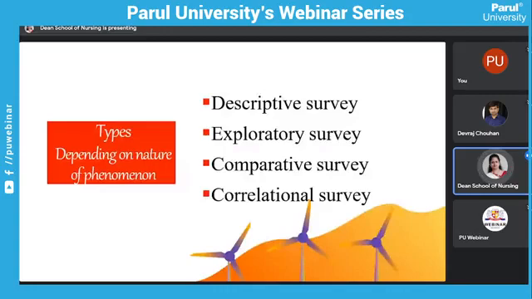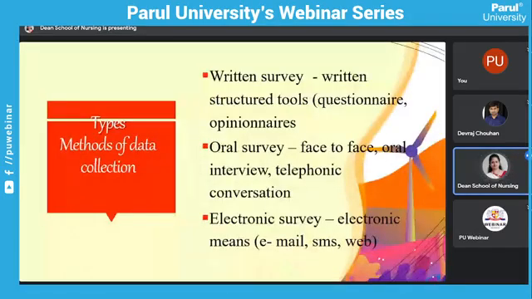The various methods of data collection are written survey, where structured tools, questionnaires or optionals will be there. Then oral survey, face-to-face, direct interview or telephonic conversation. Electronic survey. Electronic means email, SMS, web, all these surveys will be taken. The advantages are closest to real life situation, more suitable for nursing research studies. It will be suitable in situation where the true experiment is not practical.